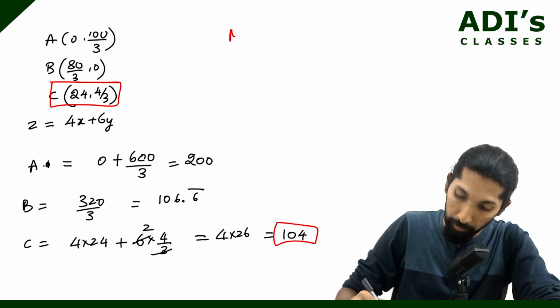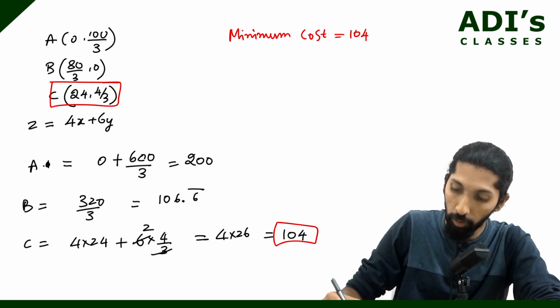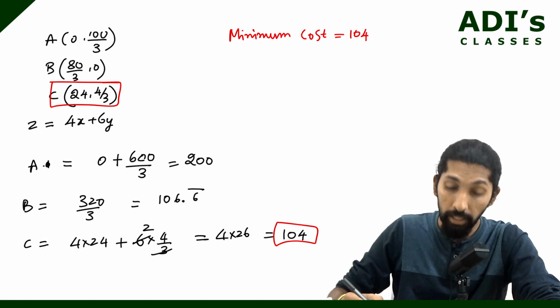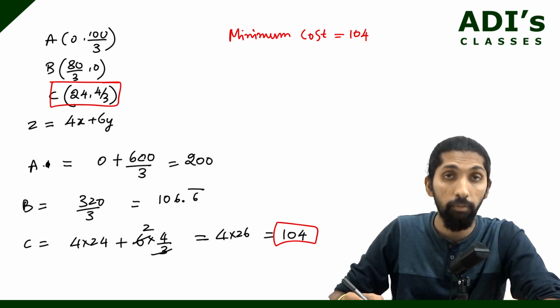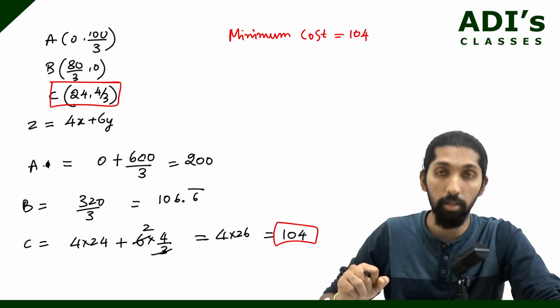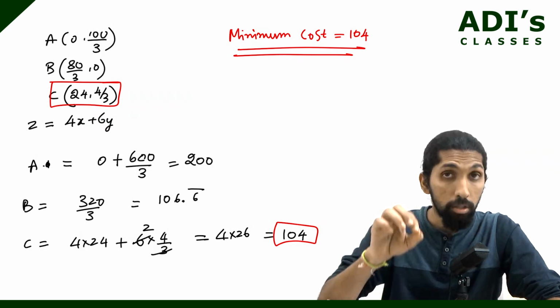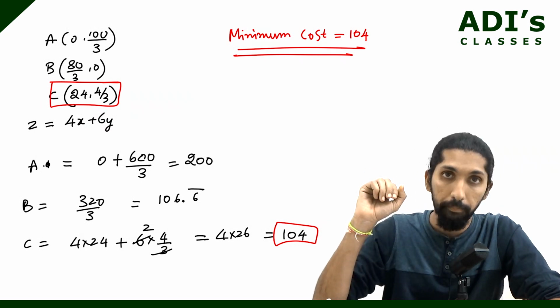So we can say the minimum cost is 104. And how many units of F1 and F2 should be there? Now whatever we have got is the minimum cost, correct? So this is what we were trying to minimize. And also it meets the requirements, correct?